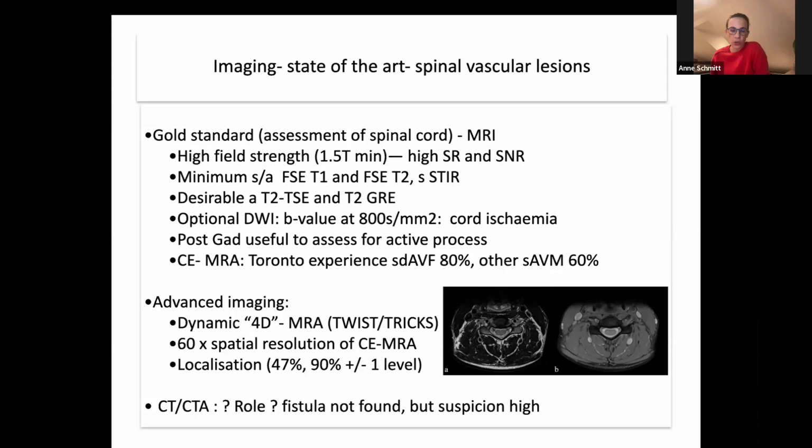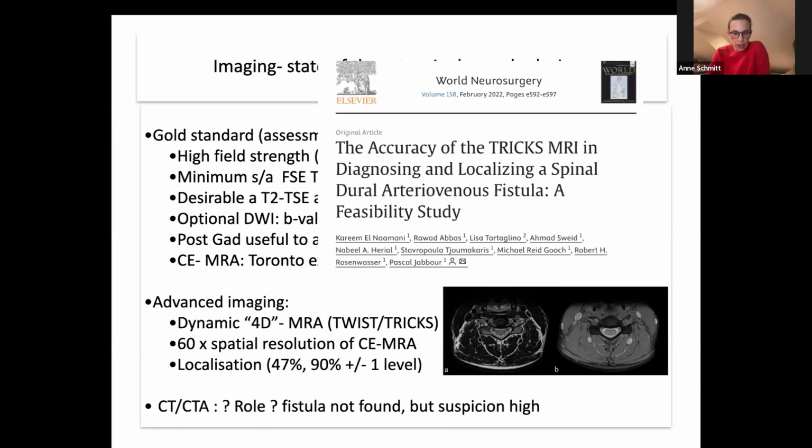But then you could also do a dynamic sequence, so a dynamic MRA, which is a TWIST or TRICKS on our scanners, which would allow you to localize the fistula even better. So there has been a paper around, I think I got it here, by Namani, which showed that in 47% a dural AV fistula can be located through a dynamic MRA, and in 90% of cases it can be located plus or minus one level. So it's pretty good.